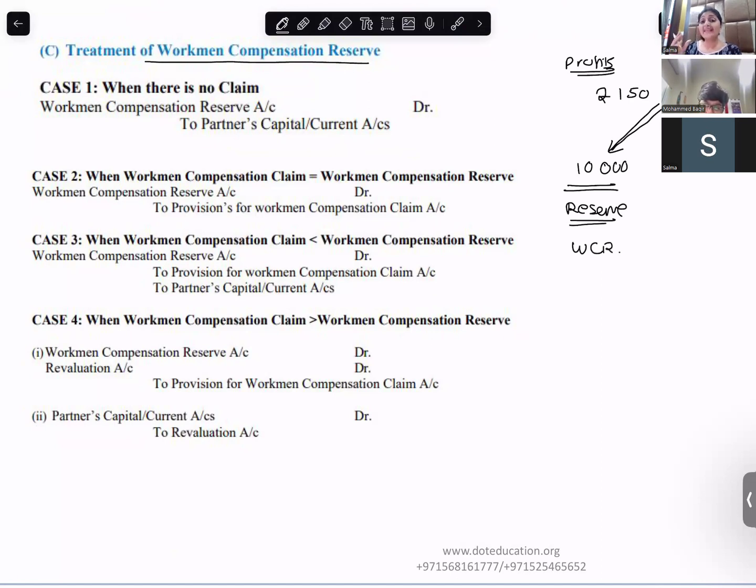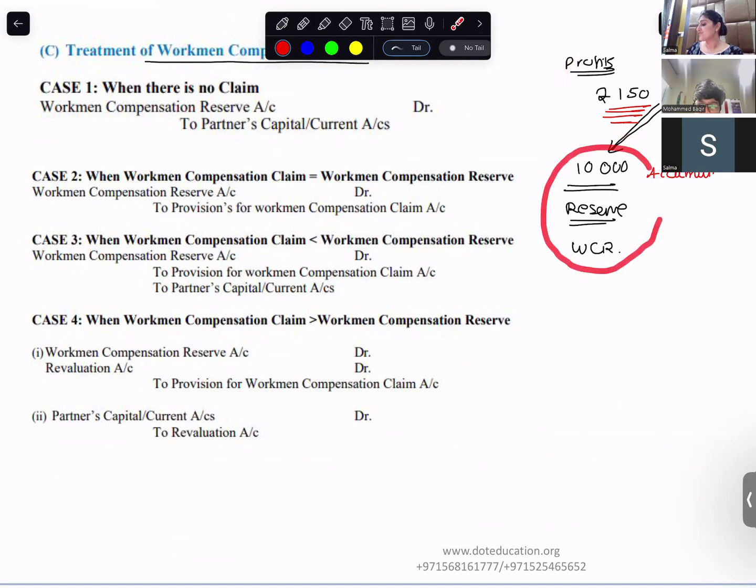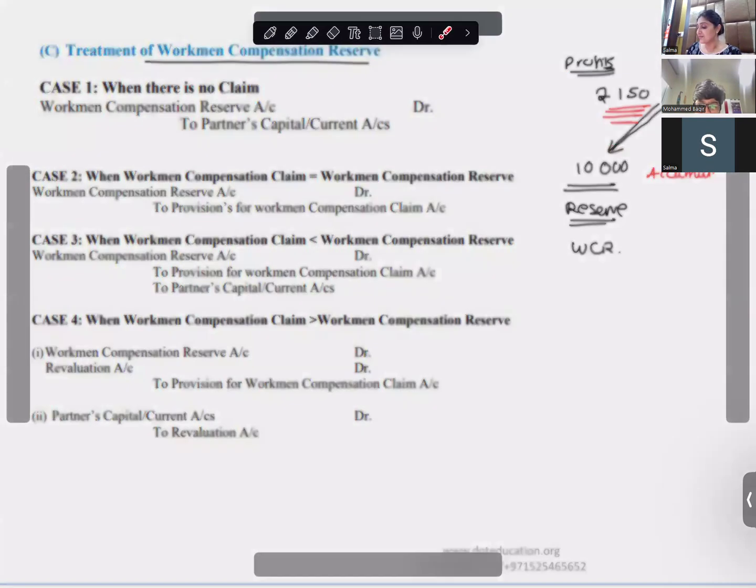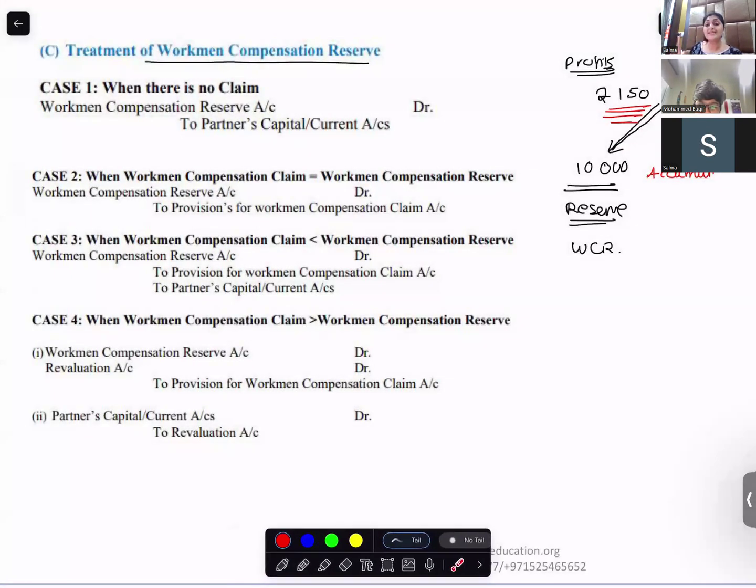Now, when they transfer their profits, this is also accumulated profit, and this is also accumulated profit. The difference between these two is that this amount can be used for any purpose. And this amount, when you transfer from here to a special reserve, that is the workman compensation reserve, can only be used to compensate your workers in case there is some disaster.